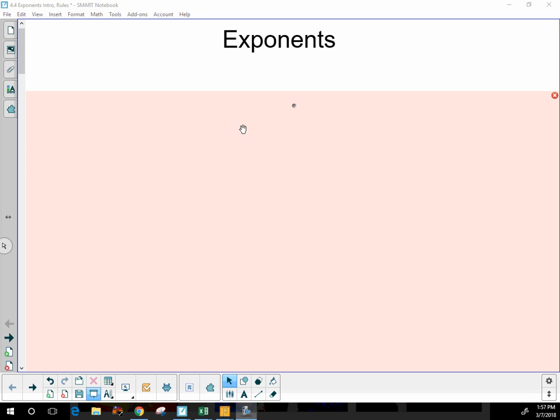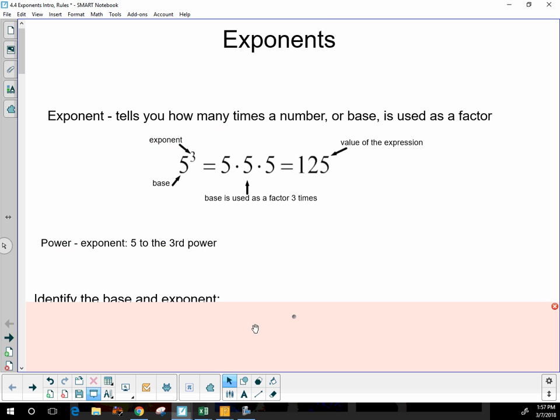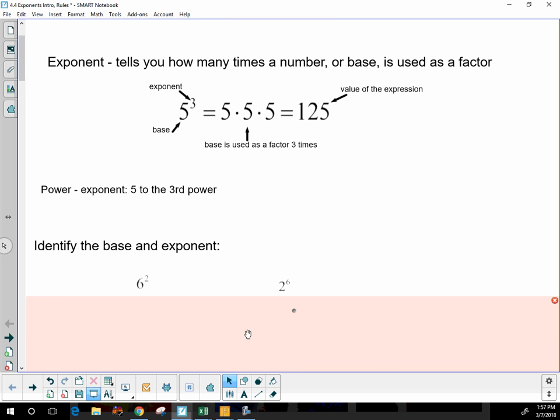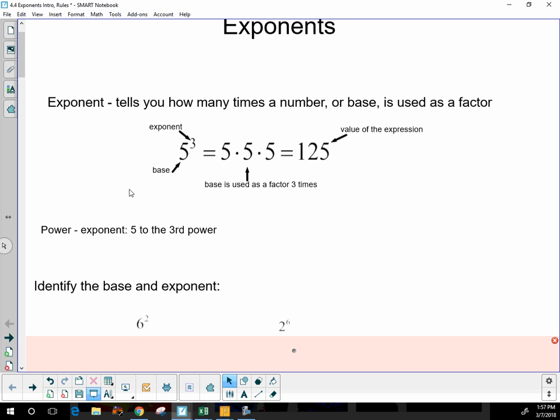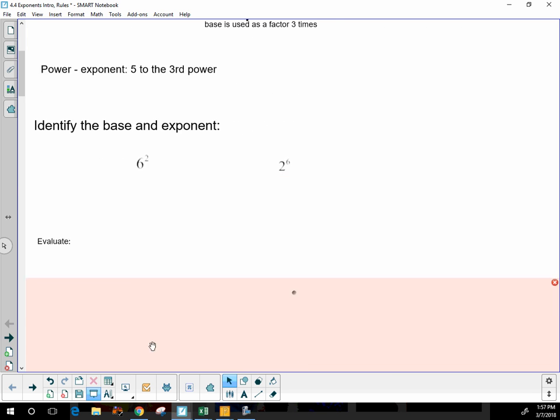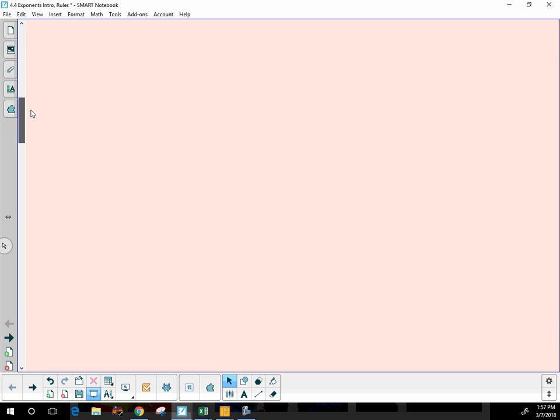I know in the last video we kind of went over all of this stuff, but here's a quick review: how to identify the base and the exponent. The base is the big one, the exponent's the little extra, and scroll down. We tried to evaluate by actually multiplying it, and then we talked about rewriting.